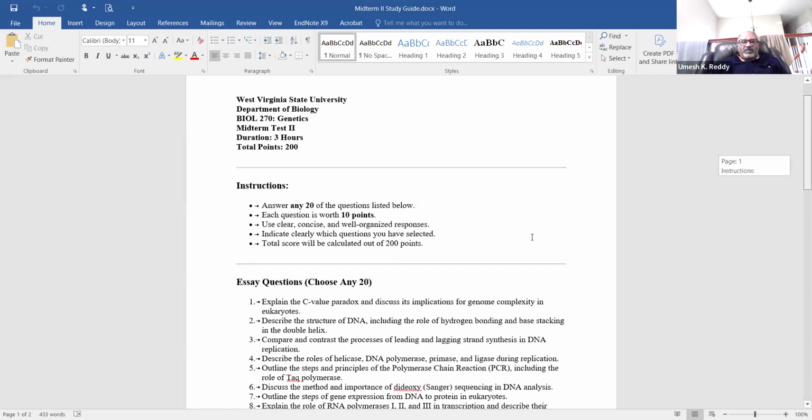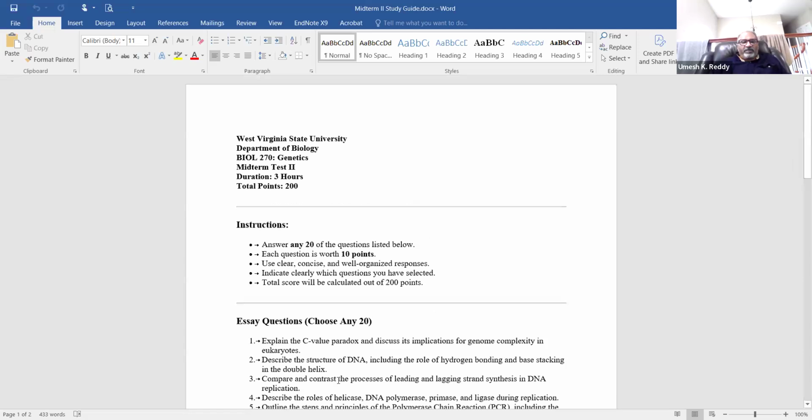Next: describe the structure of DNA, including the role of hydrogen bonding and base stacking in the double helix. This is a very typical question, right? It is a very simple question that you can answer easily. There are distinct points in the book.